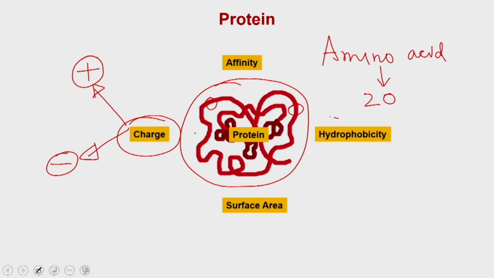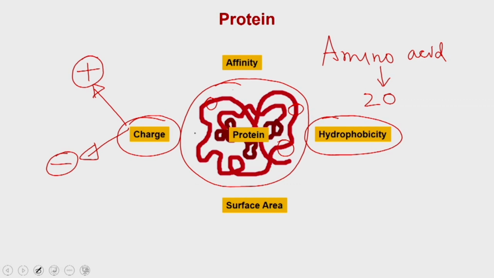The other parameter is hydrophobicity. The protein may have hydrophobic as well as non-polar amino acids, and these non-polar or hydrophobic amino acids are mostly present inside the protein, but these hydrophobic amino acids can be exploited for chromatography. So, this protein will distribute towards the matrix which contains hydrophobic linkers, and as a result you can purify the proteins.